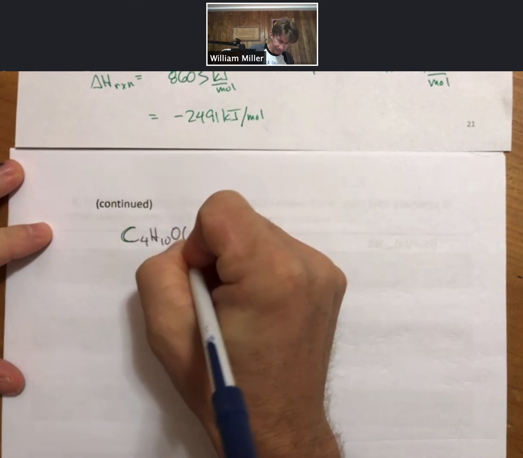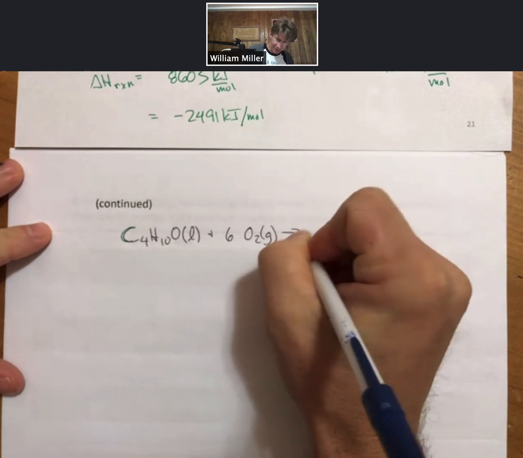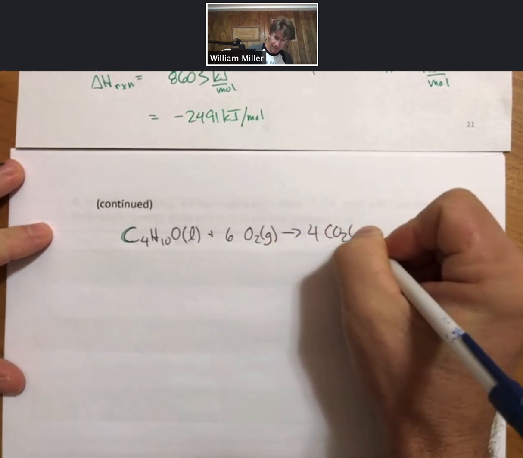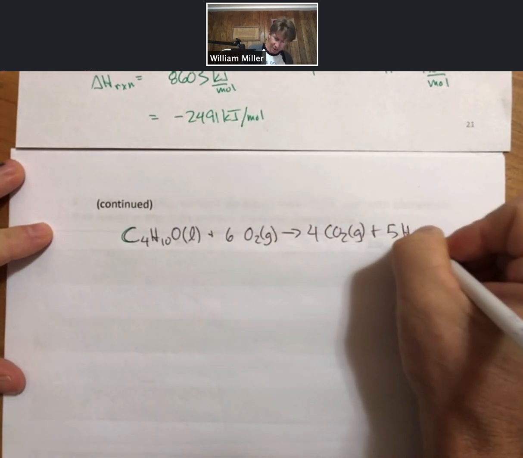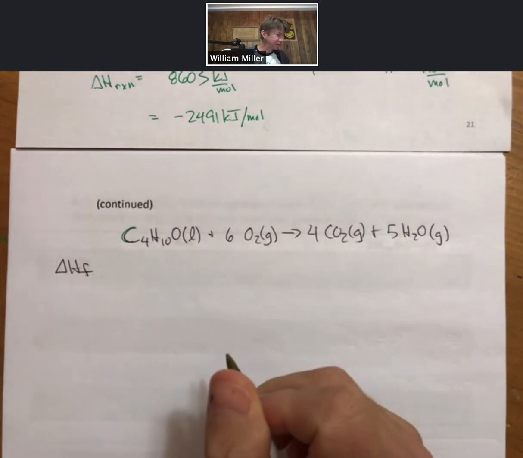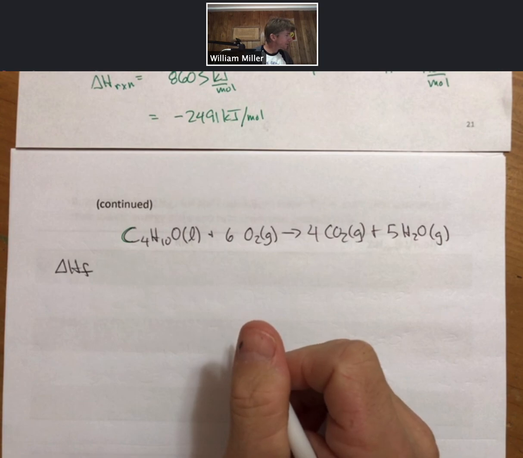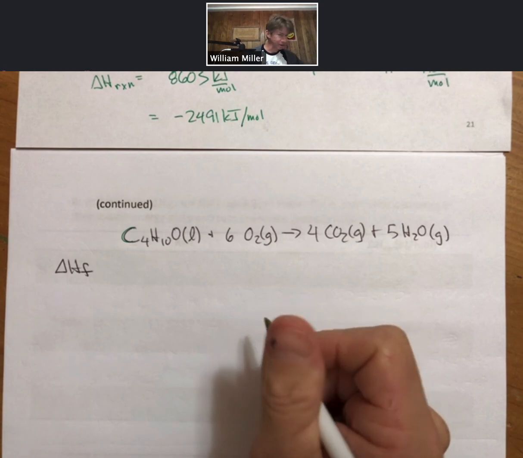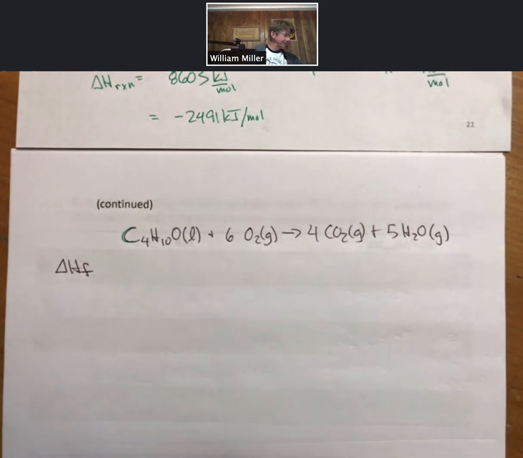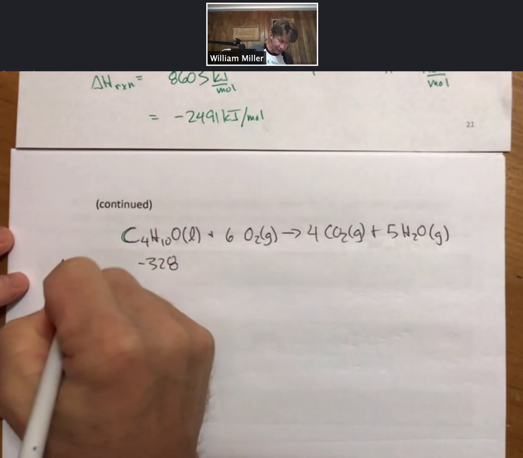C4H10O plus 6O2 gas goes to 4CO2 gas plus 5H2O gas. Now we're going to look up the delta HF values. I'm not sure if C4H10O is on my list, but I definitely looked it up somewhere so I could do this problem. And it is minus 328. I must have Googled it. These are kilojoules per mole.